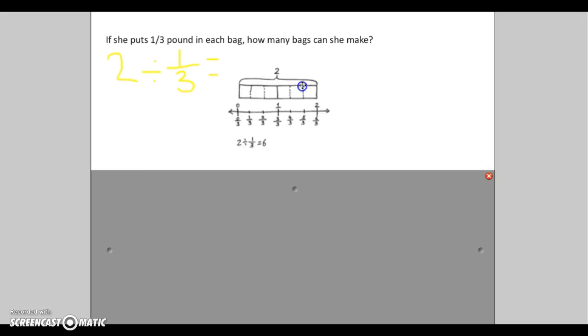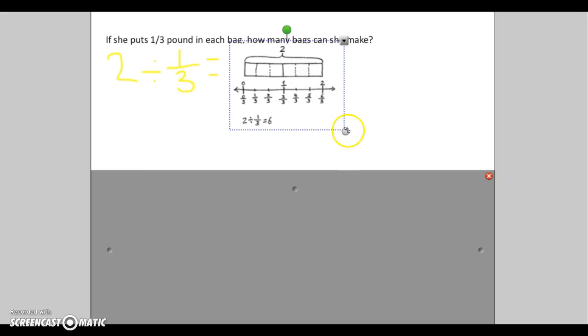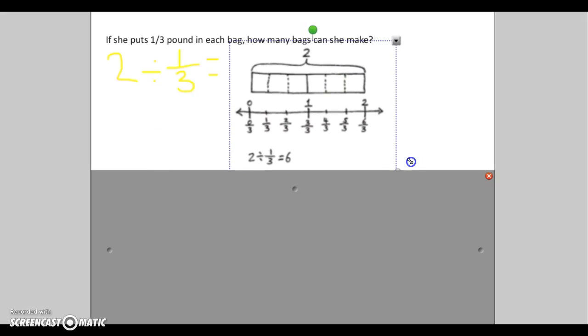Okay, so I'm going to go ahead and drag this over and make it a little bit bigger. So my whole is 2. You can see that our line right here down the middle splits this into our 1 and our 1. From here to here, this is worth 1 pound, and from here to here, this is worth 1 pound, and then this would be a third and a third and a third, a third and a third and a third.